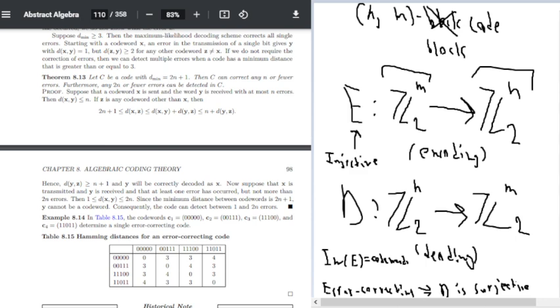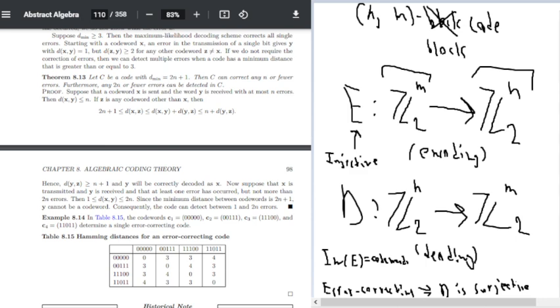Now, suppose that x is transmitted and y is received, and that at least one error has occurred, but not more than 2n errors. Then 1 is less than or equal to d(x, y), which is less than or equal to 2n. Since the minimum distance between code words is 2n plus 1, y cannot be a code word. Consequently, the code can detect between 1 and 2n errors.